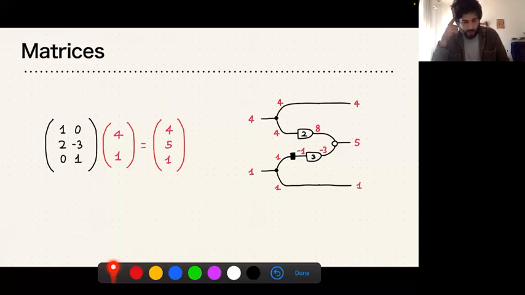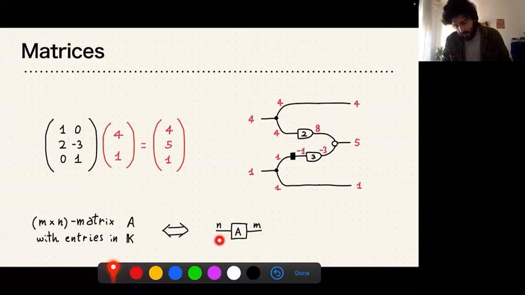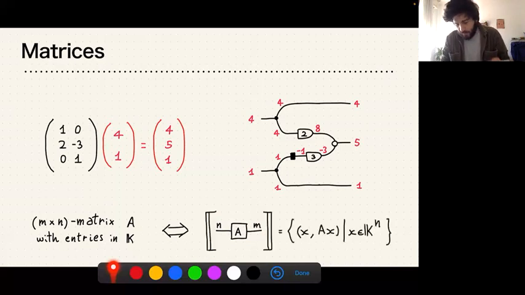Now we have a result from interacting with algebras, which basically states that for any m times n matrix A with entries in K, we can associate a diagram of this form, which we will abbreviate in a box with an A in it, and having a label n and m on the wires, representing the fact that A has n wires on the left and m wires on the right, which are basically the columns and the rows, respectively, of the matrix. Now, the semantics of this diagram would be, of course, the set of all pairs x, A times x.